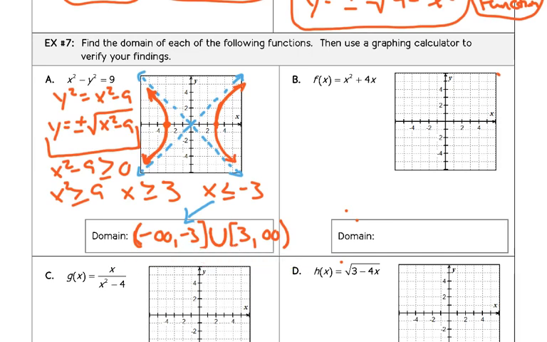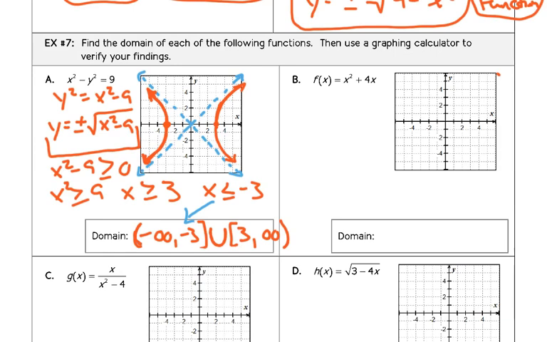All right, and then you can verify that on the graph as well. So we can look at, for our domain, it's going to be all the x values. So let's just go along the x-axis. We start at negative infinity, go along to the right. It hits negative 3, and then it stops. And then it jumps over, and then picks up again at positive 3, and then goes on forever after that. So that verifies our domain here that we described. All right, what about part B?